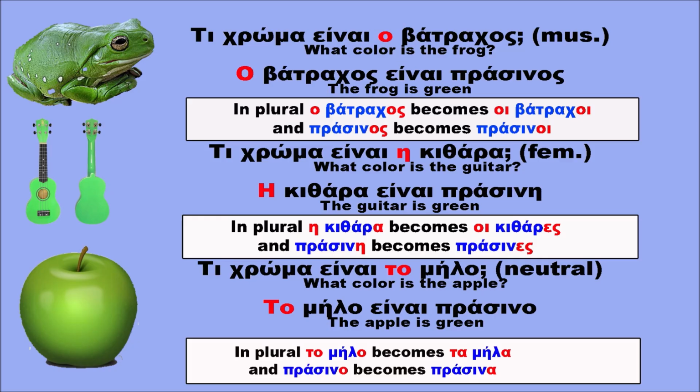Τι χρώμα είναι το μήλο? Neutral. What color is the apple? Το μήλο είναι πράσινο. The apple is green. And in plural, the article το becomes τα. And the ο becomes α in plural. And πράσινο becomes πράσινα. The ο becomes α in plural.